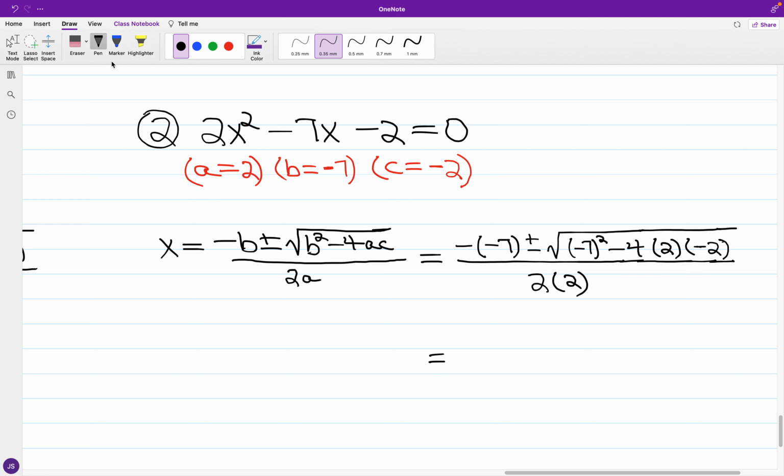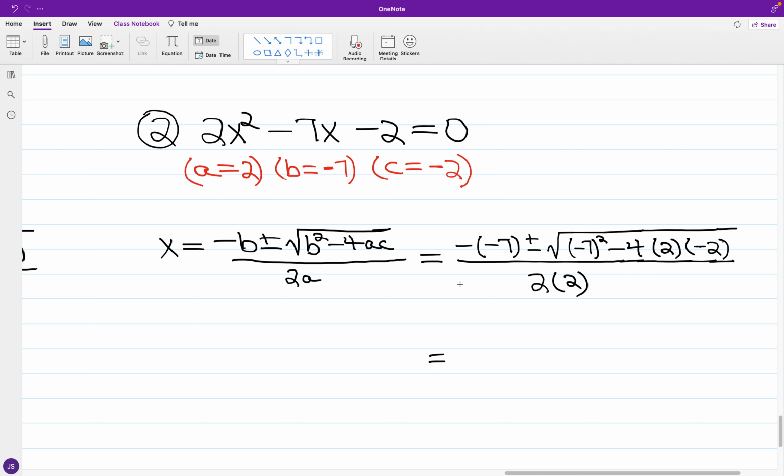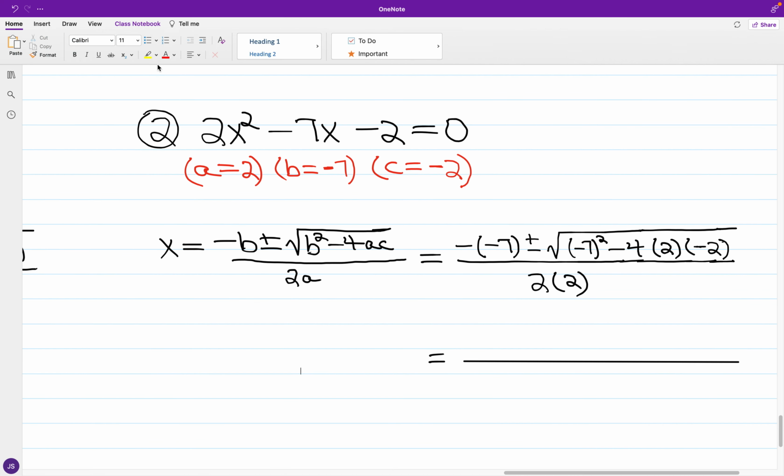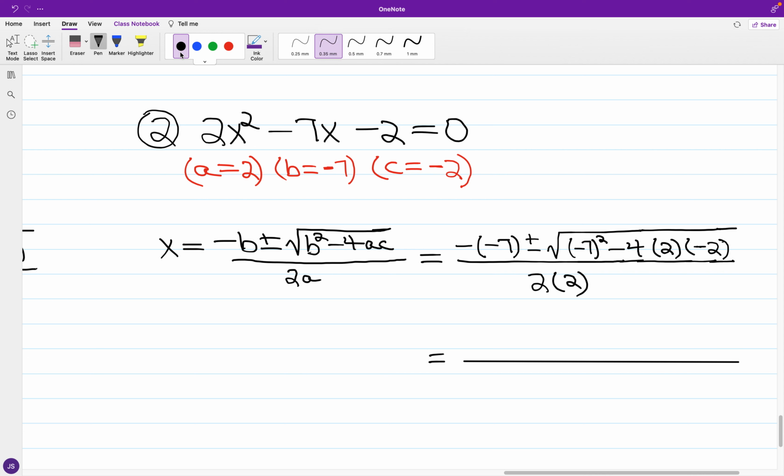And as we look at following through, for the terms in the numerator, you've got the negative of negative 7, which will be a positive 7, and plus or minus. Now, for the square of negative 7, remember you have negative 7 times negative 7, which would be a positive 49.